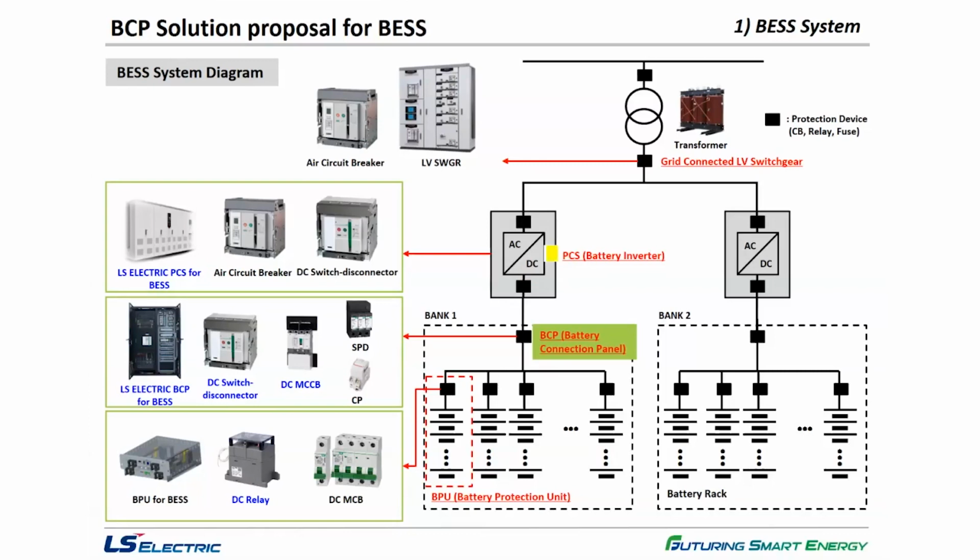Here you can see the AC grid section with air circuit breakers and switchgears and also transformers. And for the ESS section, you can see the three parts, which are PCS, the battery inverter, and BCP, battery connection panel, the main topic today, and BPUs, the battery protection unit. From a customer's point of view, you can find out that LS Electric can be a total solution provider for DC grid.